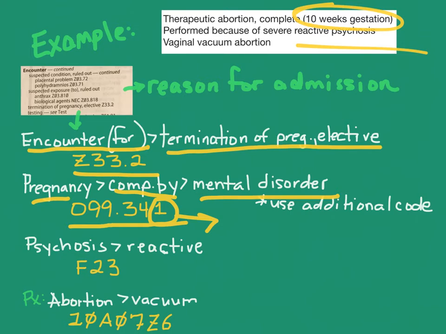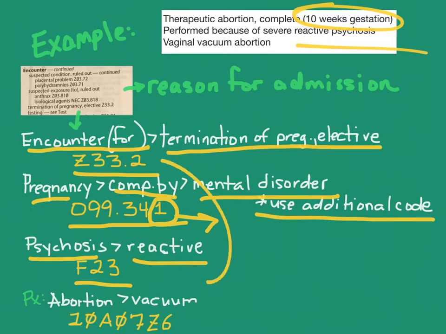There's also an instructional note here at this code. Use an additional code for the particular condition, which is our psychosis. So we pull in this psychosis with the main term psychosis, subterm reactive. F23 will be our final code for that particular diagnosis. So that takes care of our 3 diagnosis codes here.